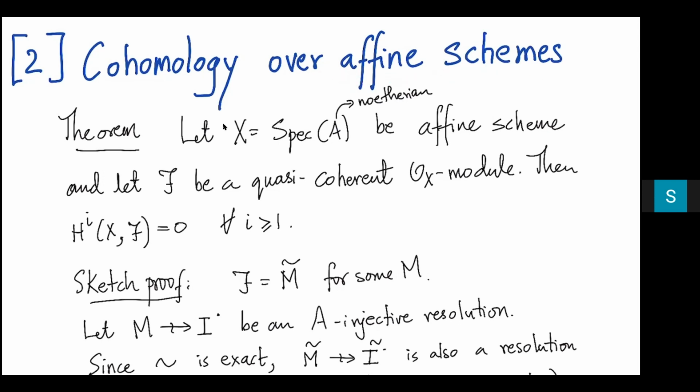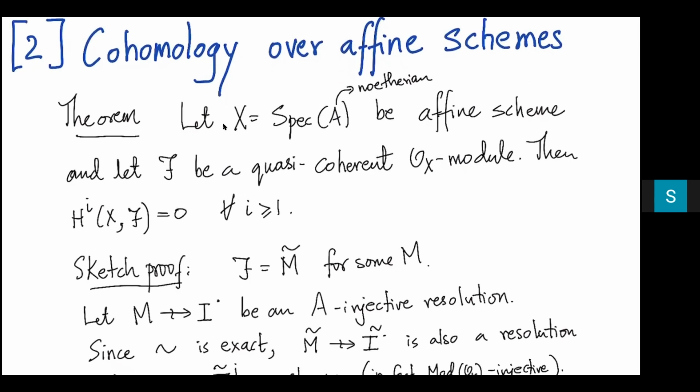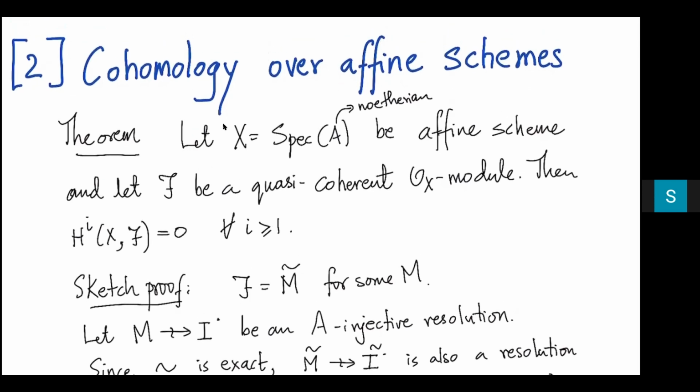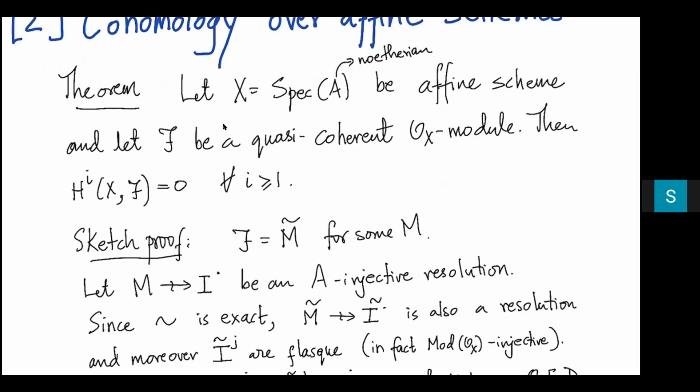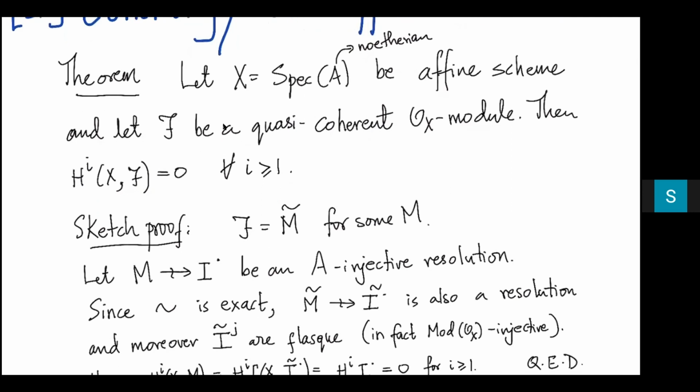So the affine open sets form a basis of your topology, etc. The interesting result is that over affine schemes, there's pretty much no cohomology for quasi-coherent modules. So let X be an affine scheme, and for simplicity, we'll assume Noetherian. It's known to be true without Noetherian hypothesis, but the proof is much harder. Then if you take a quasi-coherent OX module, its higher cohomologies are all 0. The 0th cohomology, I forgot to mention, is just M itself.